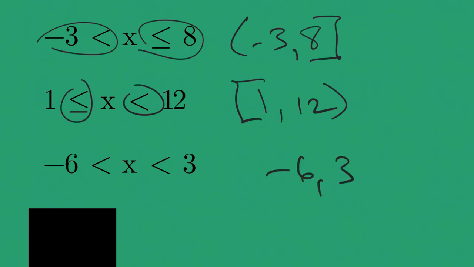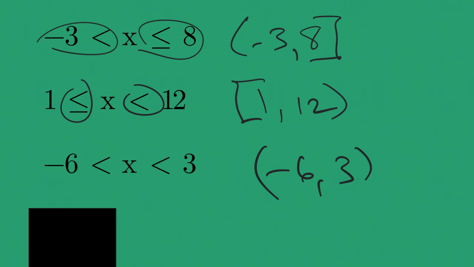Let's go negative 6 and 3. Parenthesis or bracket around the negative 6? Yep, parenthesis. Parenthesis or bracket around the 3? Parenthesis. There's not an "or equal to" here, so I'm not going to use any brackets. They're both going to be parentheses. That's why we need to make that association. Less than, greater than is parenthesis stuff. The "or equal to" stuff is bracket stuff.